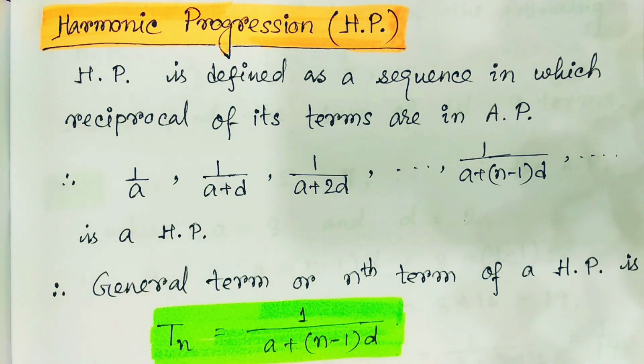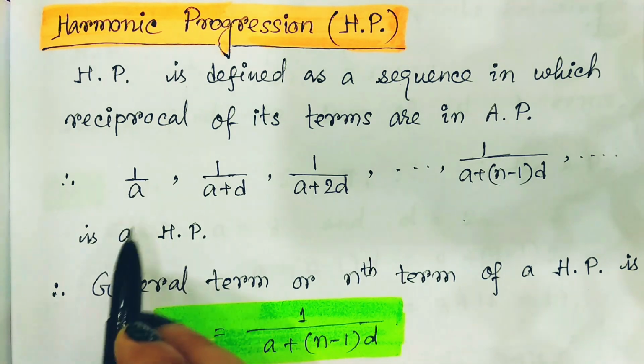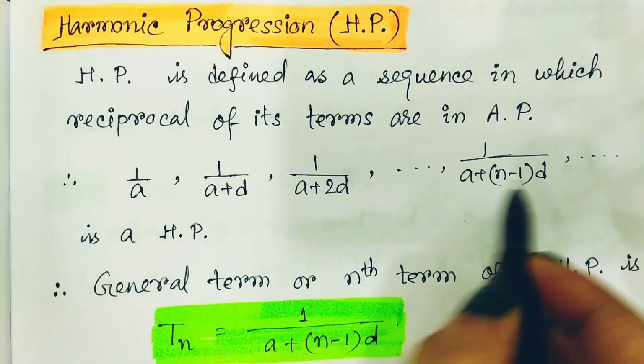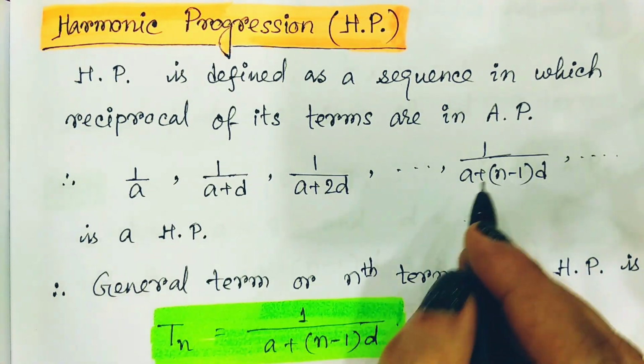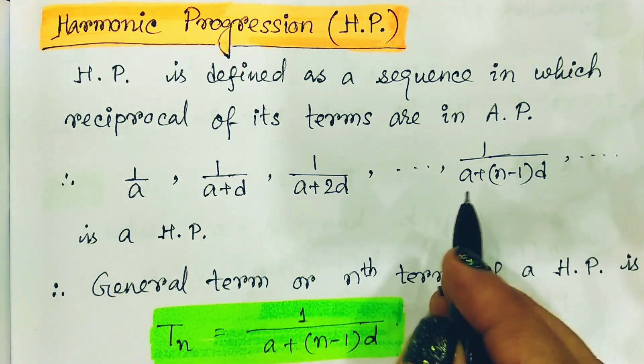Today's video is about harmonic progression. So what is HP, harmonic progression? HP is defined as a sequence in which the reciprocals of its terms are in AP. So what does it mean? It means that if these are the terms in your HP, then their reciprocals are in AP.